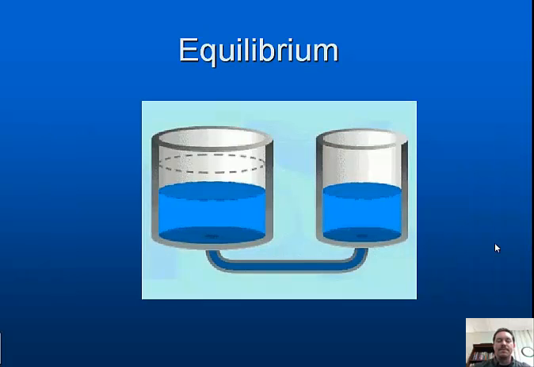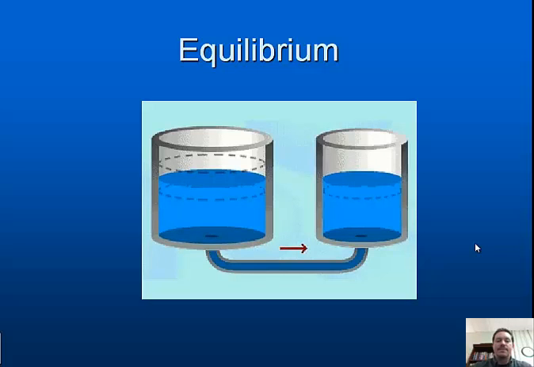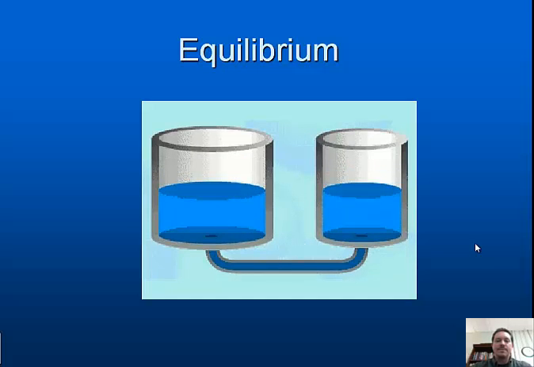When water is added to the tank on the left, the water moves from left to right. The level of water goes down a little on the left and up on the right. This is similar to adding more reactants to a reversible chemical system. The result is that more product forms because the forward reaction is favored until a new equilibrium is reached. We say the equilibrium has shifted to the right.